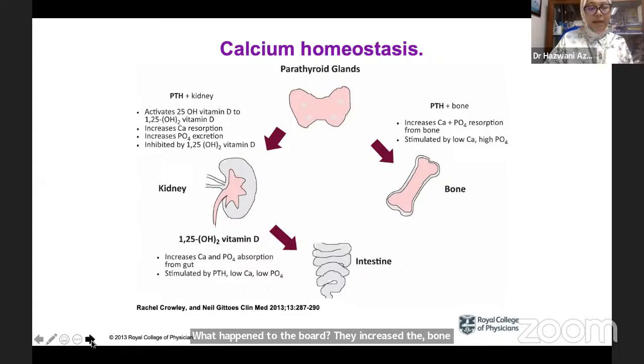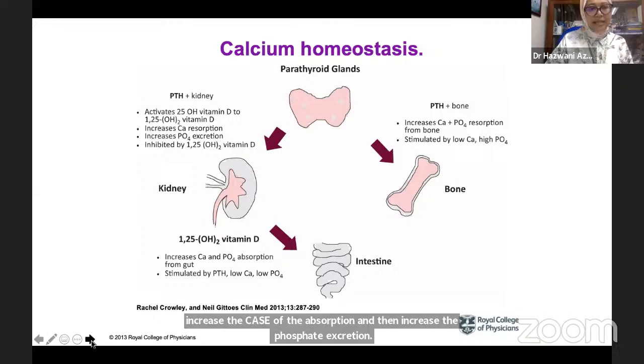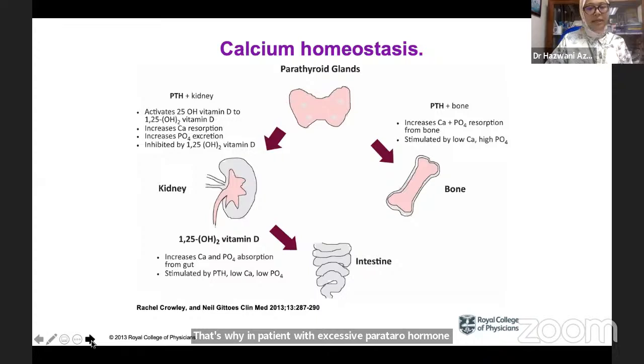And then parathyroid hormone will activate inactive vitamin D, which is usually in the form of 25-hydroxy vitamin D, to activated vitamin D in the form of 1,25-dihydroxy vitamin D. Subsequently, it also will increase the calcium reabsorption and increase the phosphate excretion. That's why in patients with excessive parathyroid hormone, you will see high calcium and low phosphate, because this mechanism happens in the kidney. And then what happens with the activated vitamin D? Activated vitamin D subsequently will increase the calcium and phosphate absorption from the gut.